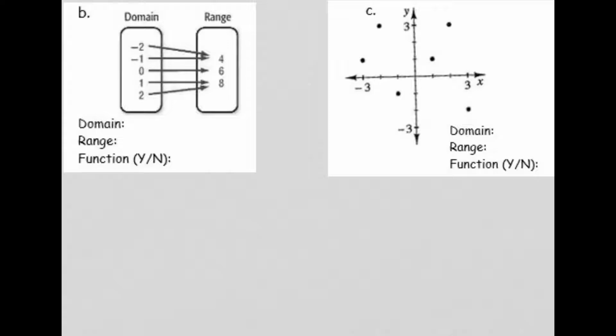Let's do that for your mapping on B. Well, the domain is super nice on this one because, hey, it's already given. The domain is just -2, -1. That is a negative, dang it. 0, 1, and 2. Done. It's already even in order. How nice was that? And then my range was 4, 6, and 8.